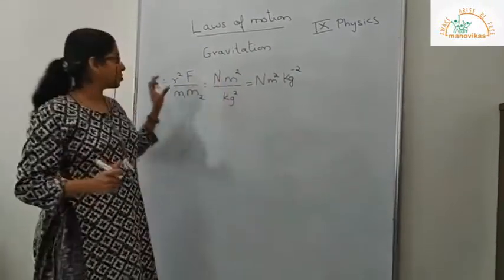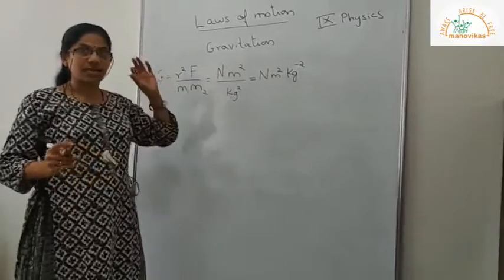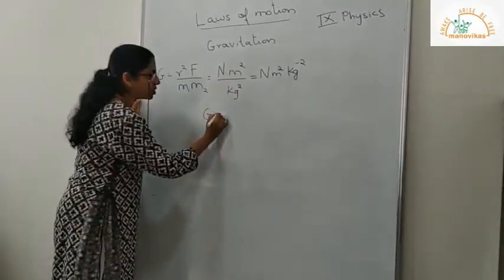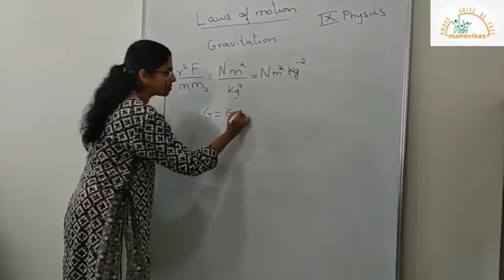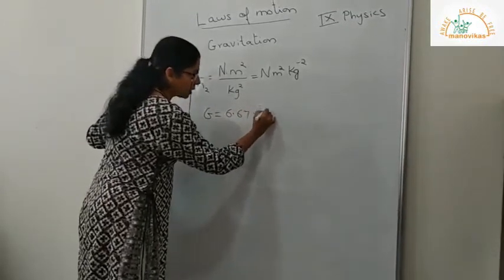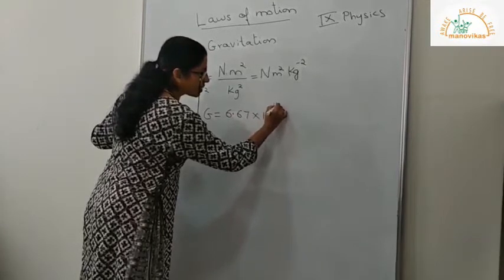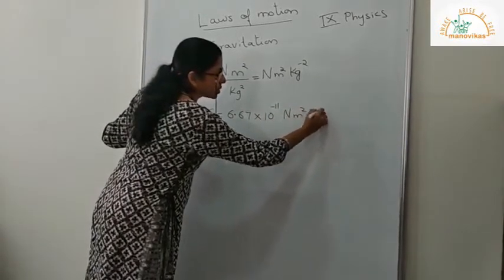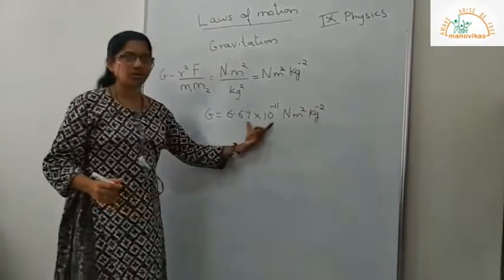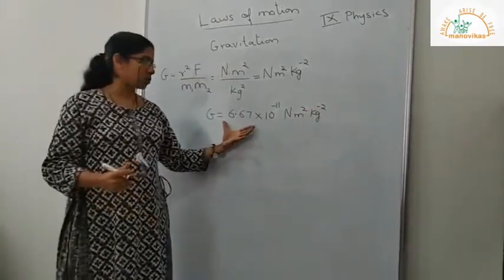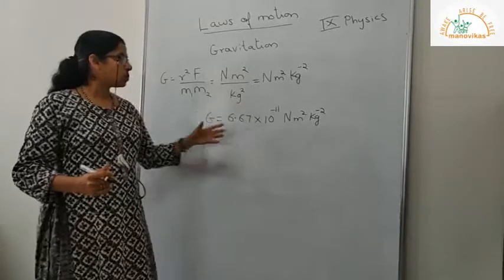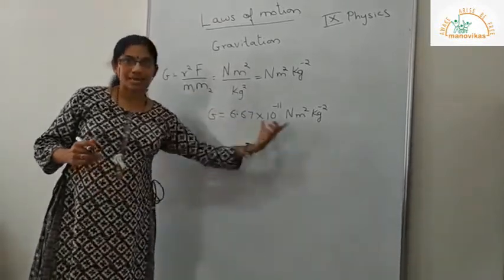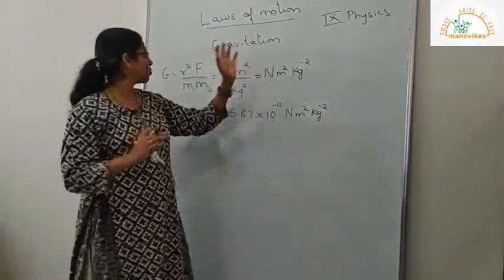And what is the value of this gravitational constant? As I have already said, it's a fixed value and it is given by G equal to 6.67 into 10 to the power of minus 11 Newton meter square per kg square. It's a fixed value. Now, knowing this, I'll quickly tell you about the characteristics of this gravitational force.